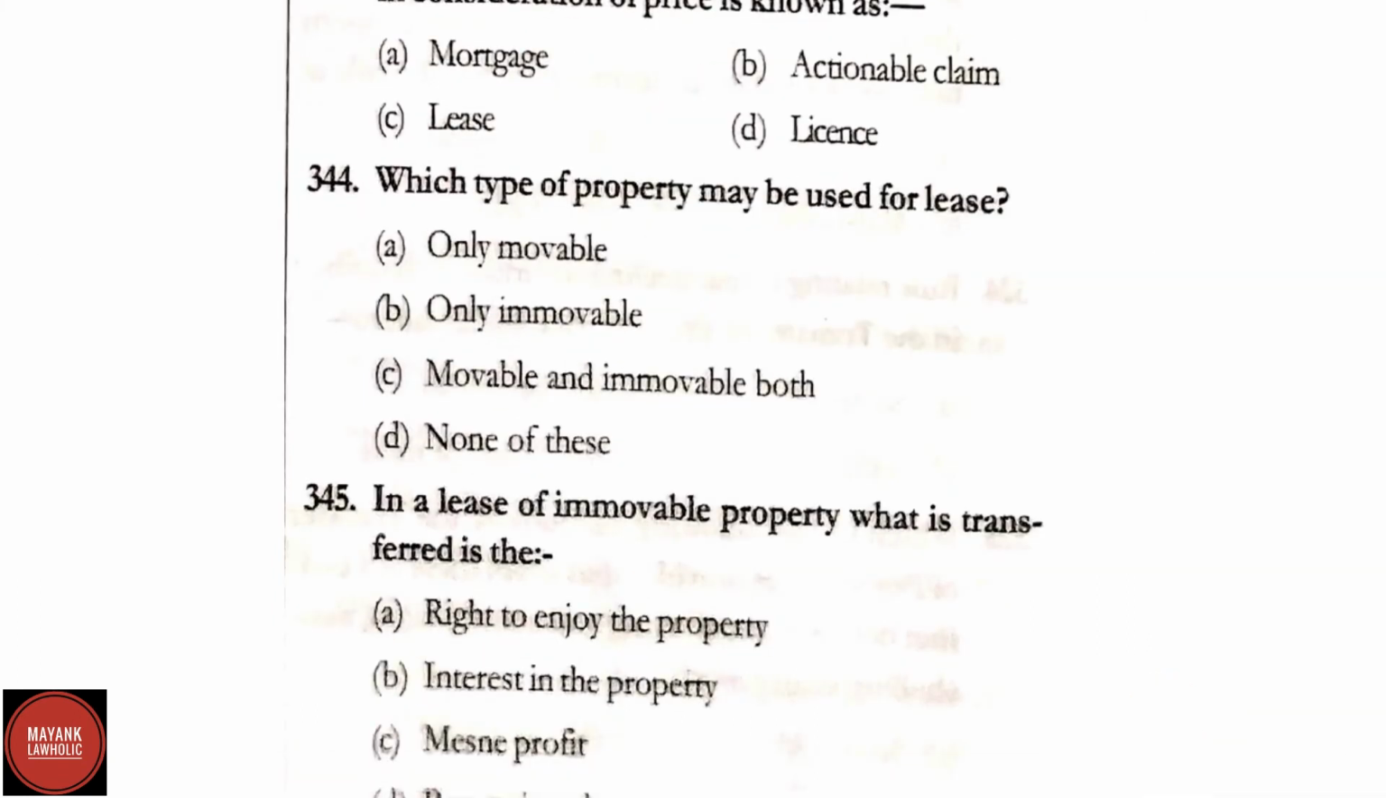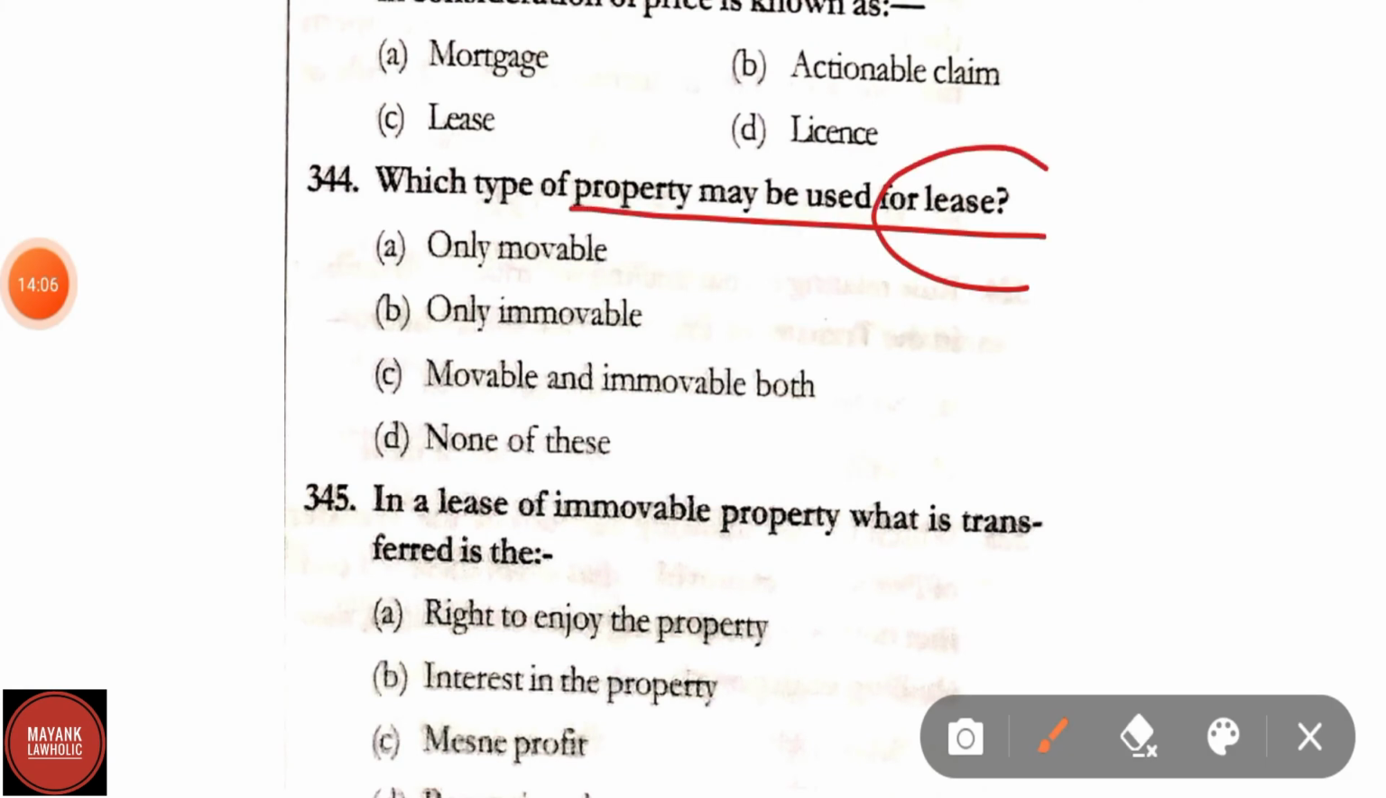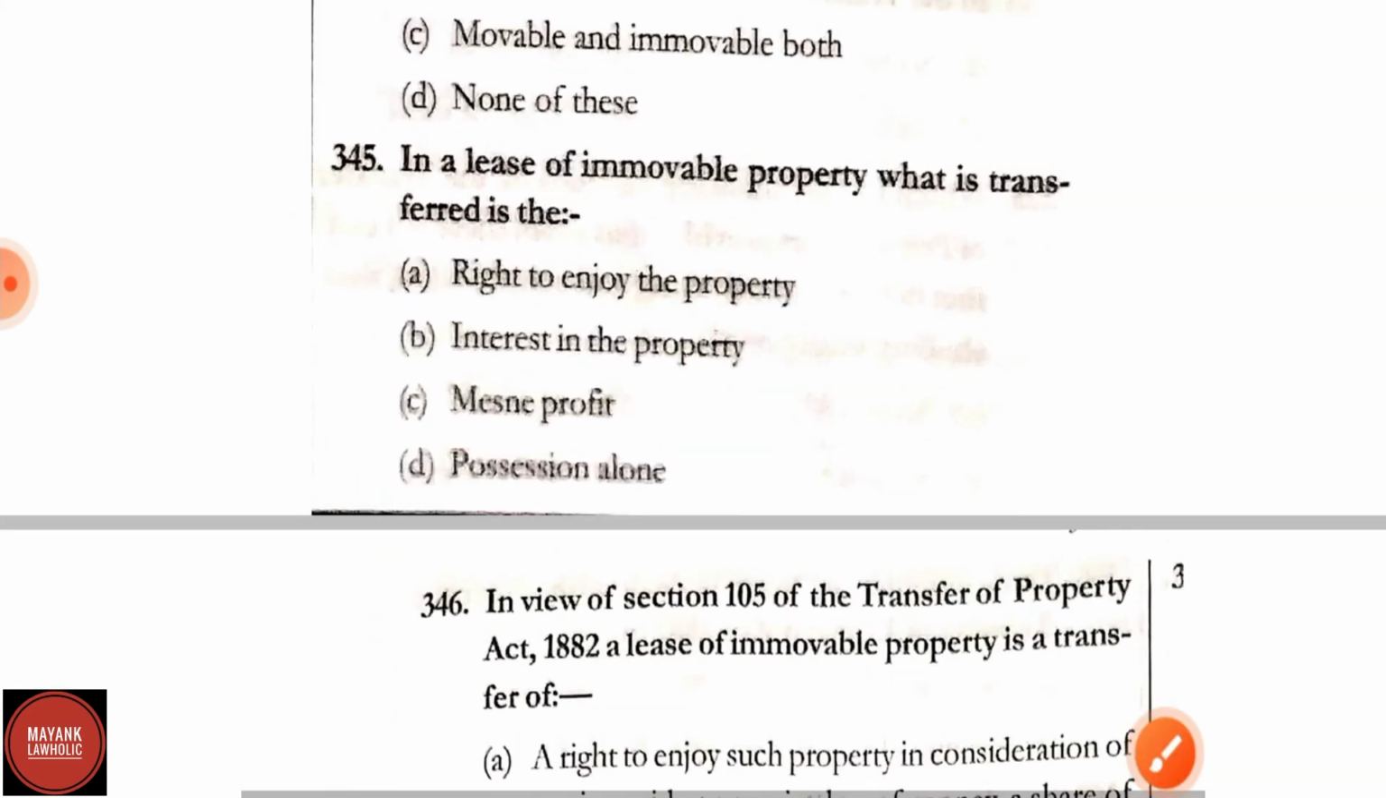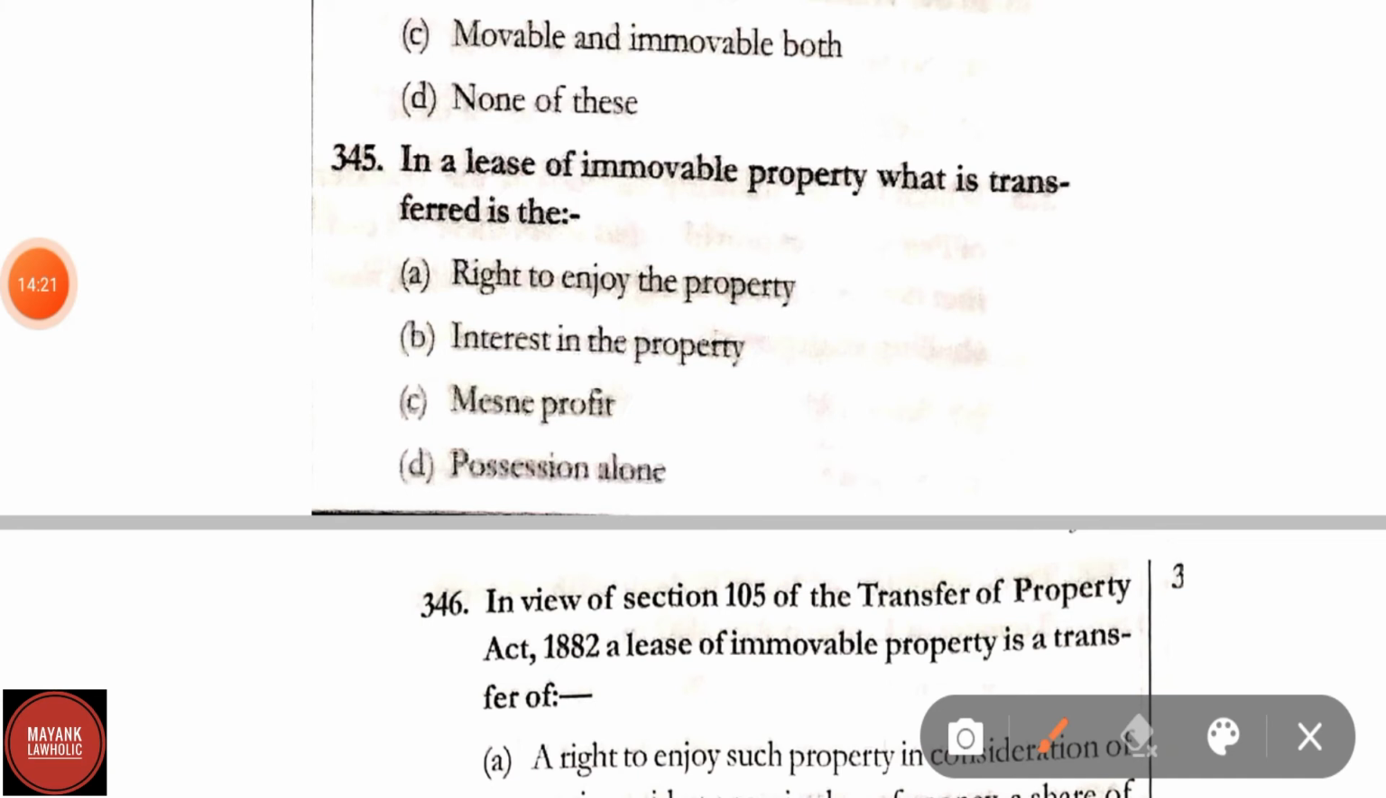Question number 344. Which type of property may be used for lease? Options are only movable, only immovable, option C, movable and immovable both, and option D, none of these. Here correct answer is option B, that is only immovable property can be used for lease. Question number 345. In a lease of immovable property, what is transferred? The correct answer is option A, that is right to enjoy the property.